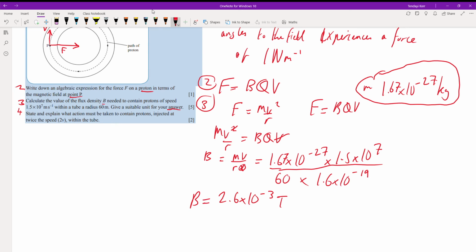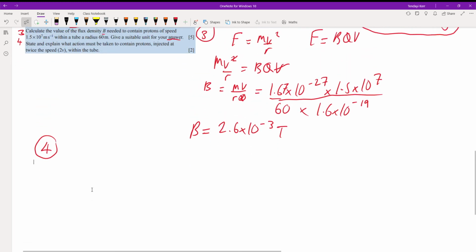Okay, final bit then. State and explain what action must be taken to contain protons injected at twice the speed within the tube. This is part 4. And it's 2 marks and it's an explanation. So state and explain. So what can we do if we're thinking about this relationship?